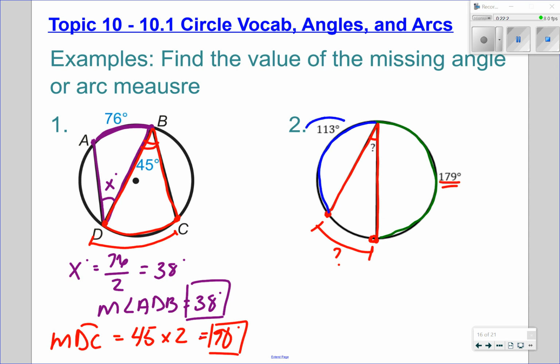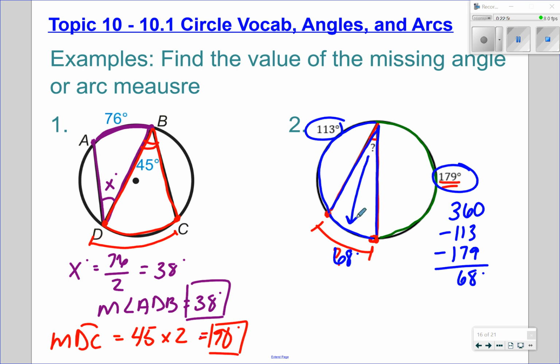Well, I know that 113 plus the 179 plus this missing arc make the full circle, so those should add up to 360. So let's go ahead, 360 minus the 113 minus the 179. If I subtract those, I get 68 degrees. So that means that this question mark, or this intercepted arc, is 68. Well, now I can find my inscribed angle, which would just be half of 68. So our question mark, or our angle here, would be 68 divided by 2, so we should get 34 degrees.